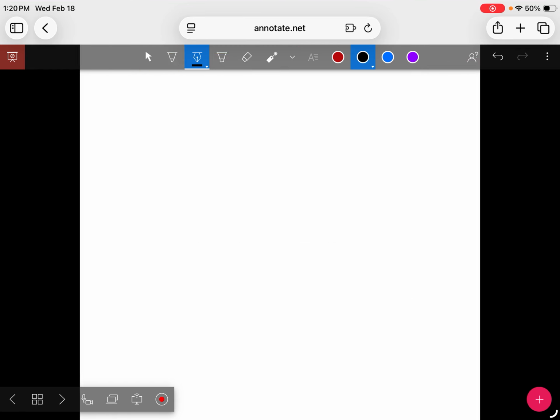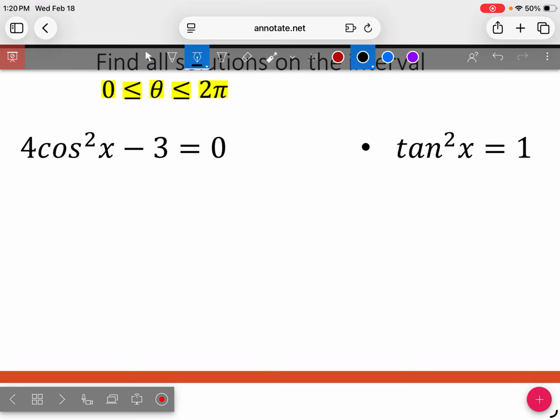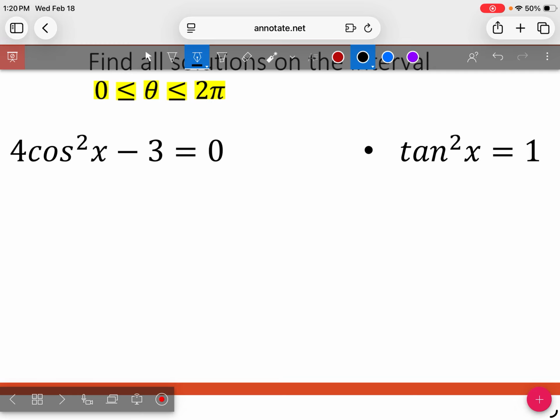Okay, getting close to the end. Let's go ahead and do these 2. So again, it's going to be a plus minus because we've got a cosine squared and we have a tangent squared.